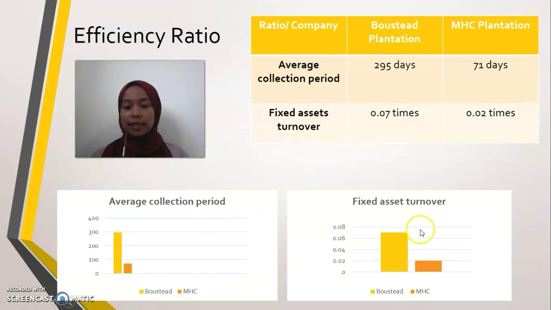For the fixed asset turnover, BPB is higher than MHC. BPB sales are 0.07 times their fixed asset investment, while MHC sales are only 0.02 times their fixed asset investment. It shows that BPB is able to utilize their machines and equipment better than MHC Plantation.